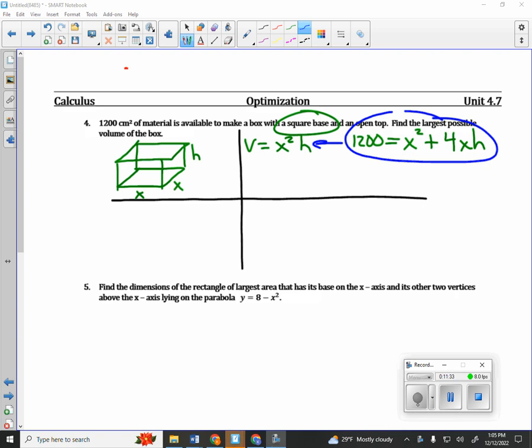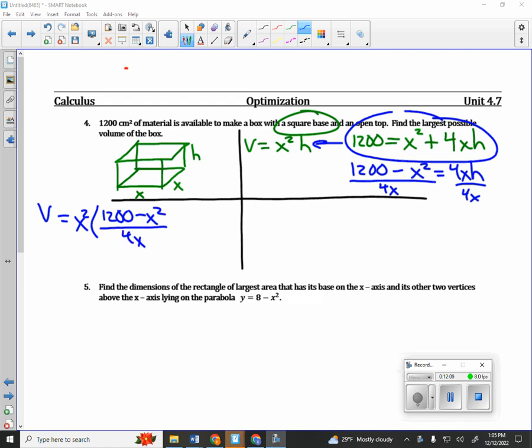So how would I solve for h? What would I do first? Yes. Correct. 1200 minus x squared is equal to 4xh. What do I do with the 1200 minus x squared now? I divide by 4x. So now I can plug that in. The volume is equal to x squared times 1200 minus x squared over 4x. There you have it.